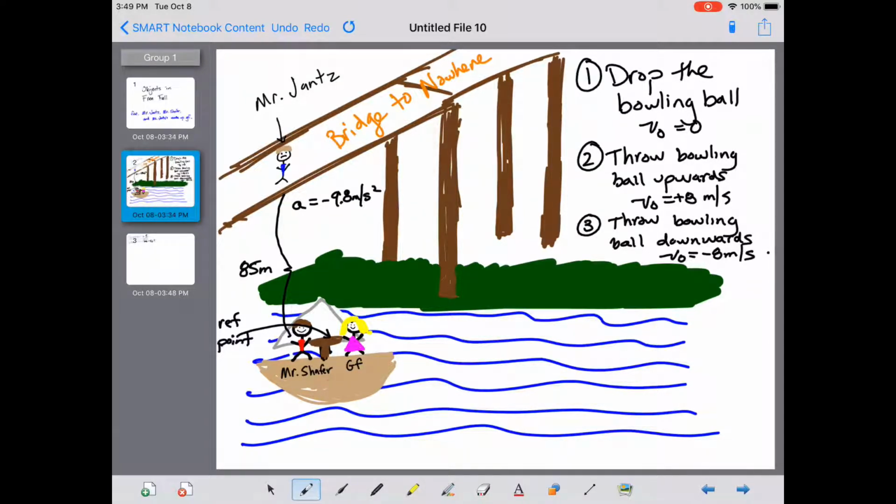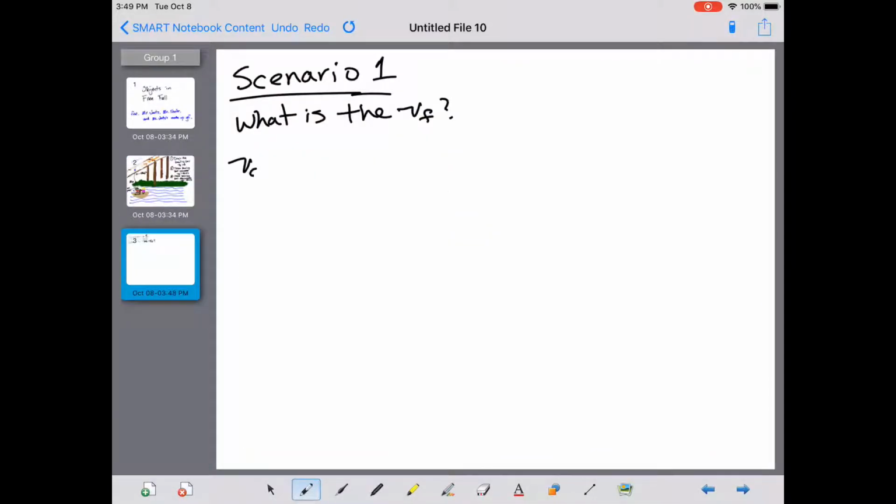So let's think about this. I'm 85 meters above Mr. Schaefer. My ball has an acceleration of negative 9.81, and my initial velocity is 0. So V initial is equal to 0. V final, we don't know. Acceleration is equal to negative 9.8 meters per second squared.